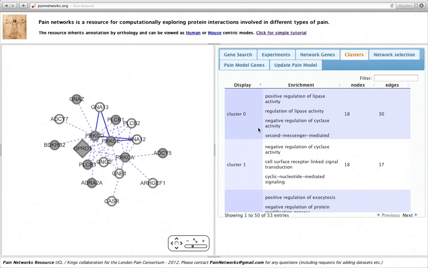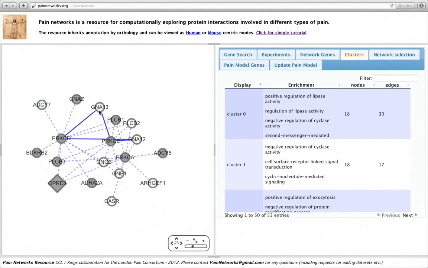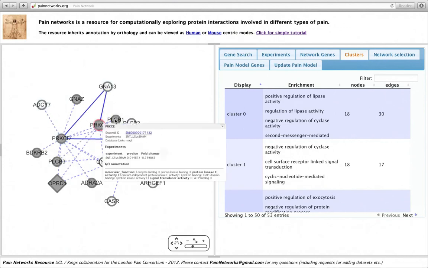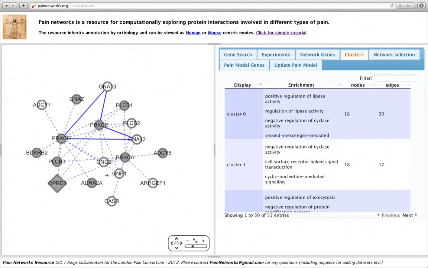The clusters were found without using the annotation, so without using the actual pain genes themselves. They were based purely on the network structure. So we see the top cluster in terms of annotation, in terms of number of pain genes in, is this one here. And interestingly, only one of the opioid receptors was found in this cluster.